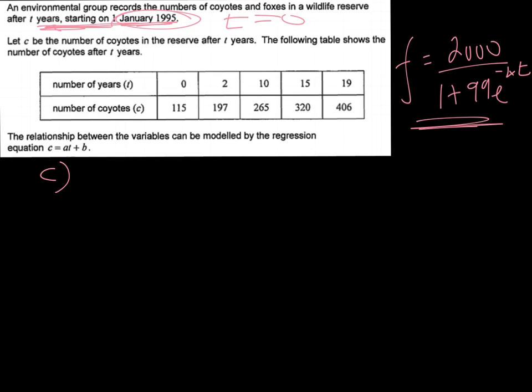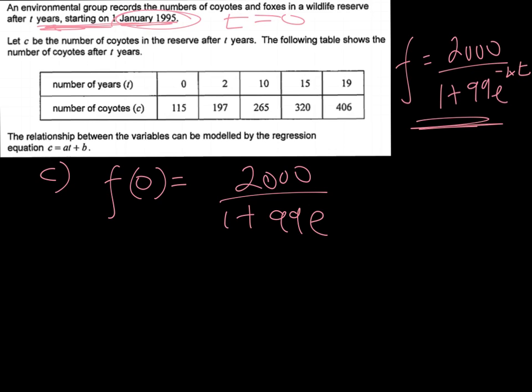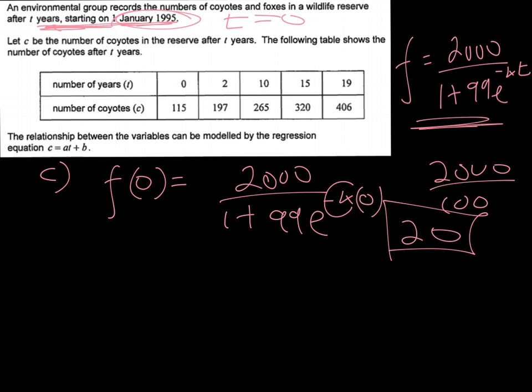So we can see that in part C, when we're asked to find the number of foxes in the reserve on the 1st of January 1995, we are effectively trying to find f of 0, which is going to be 2,000 over 1 plus 99 e to the power negative k times 0. Now, it doesn't matter what k is at the moment, because multiply anything by 0, this will equal 0, so e to the power 0 will equal 1, and we're just left with 2,000 over 100, which we can simplify to 20. So that's going to be the number of foxes at the initial period, so 1st January 1995.